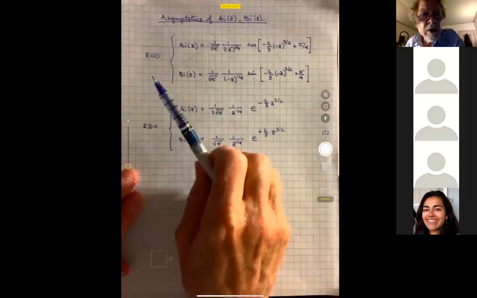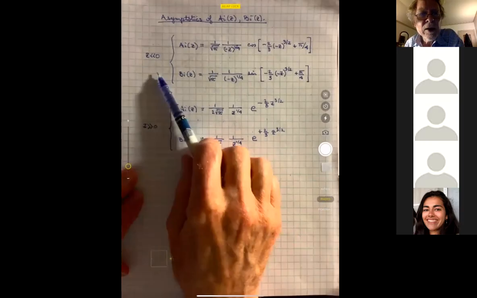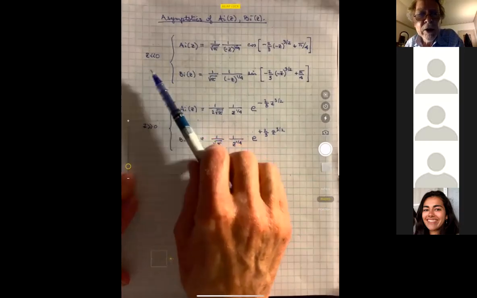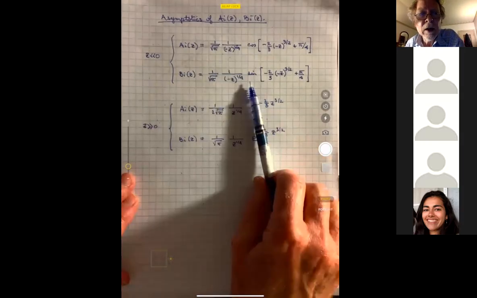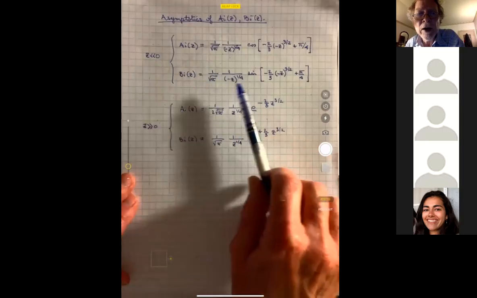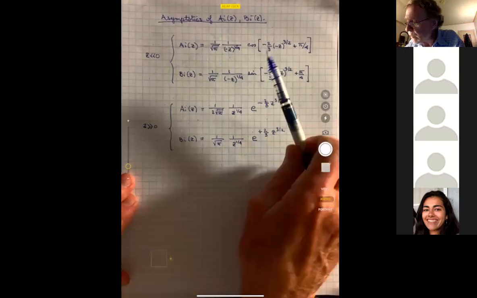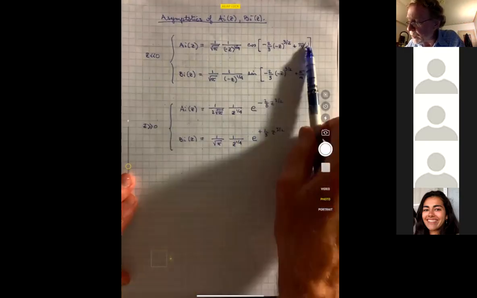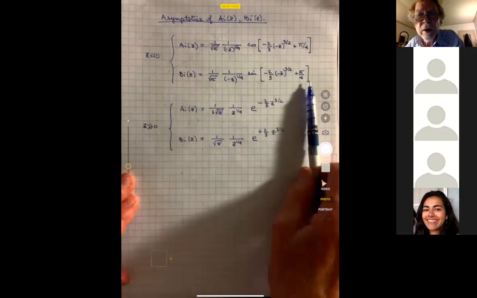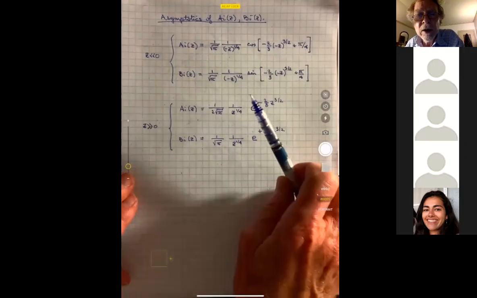So there are two regions, the negative region where z is much less than 0. This is the classically allowed region. You've got sine and cosine functions for the Airy and Berry functions. That's where they both have oscillations, but they're 90 degrees out of phase. The arguments here are the same. They look rather complicated, but there's the same pi over 4 that we saw in the WKB formulas.